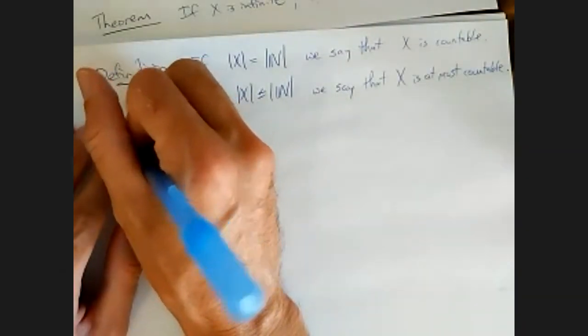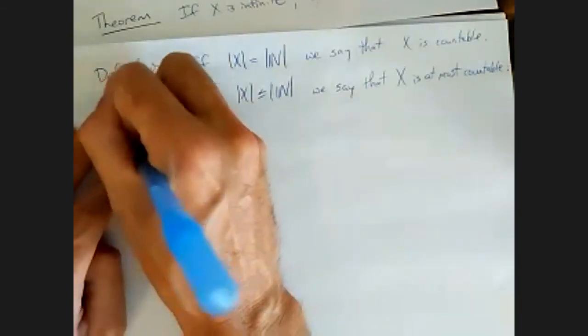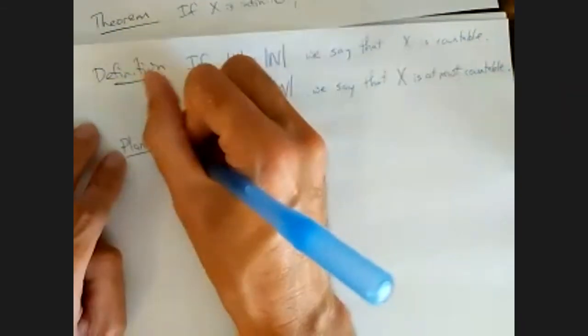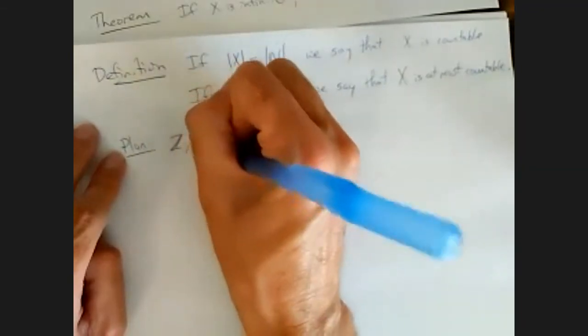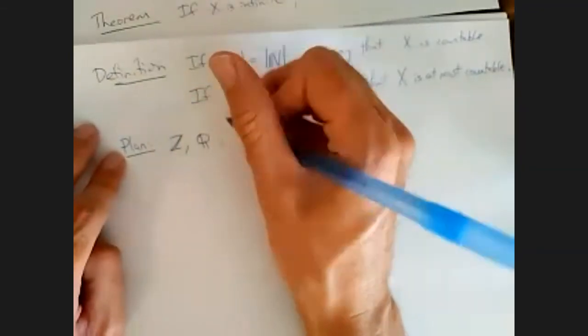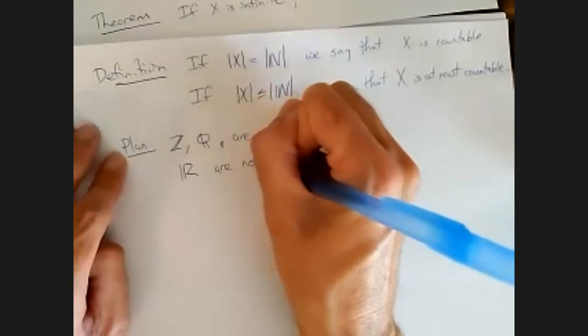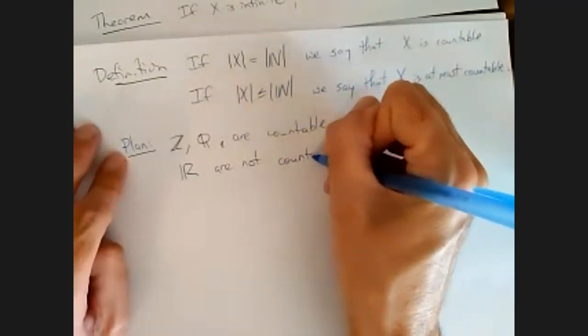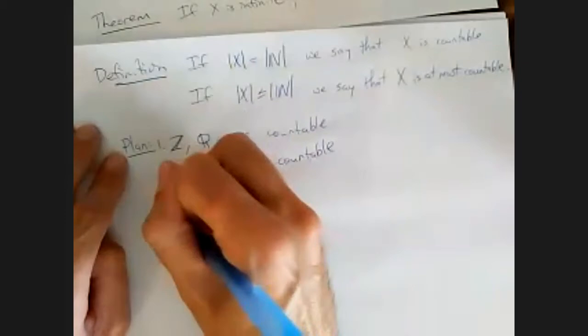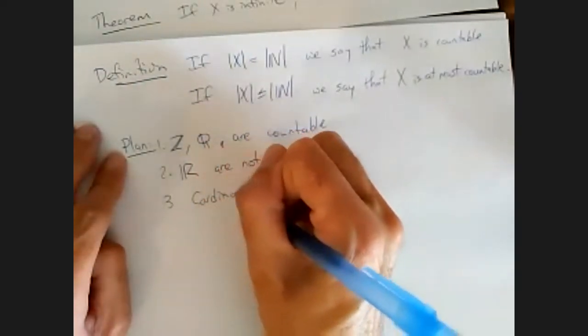And you know, the first thing we want to do when we talk about countability. So let me give you a quick plan. Here's our plan. We want to see that the integers, the rational numbers, and some other things are countable. We want to see that the real numbers are not countable. And then we want to talk about cardinal arithmetic.